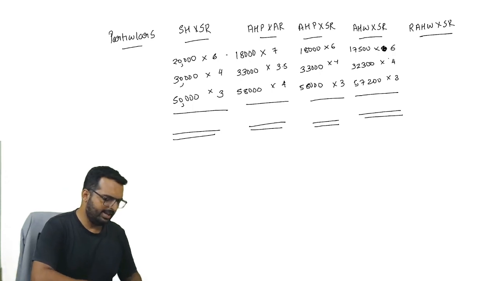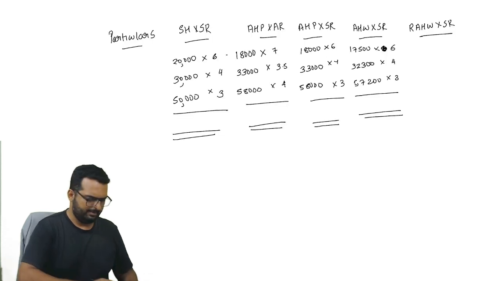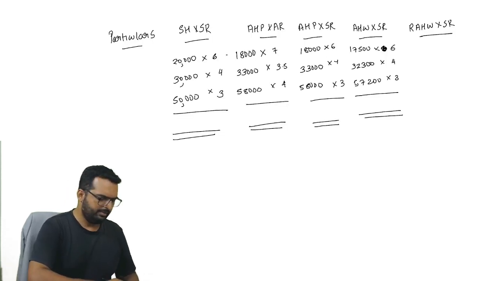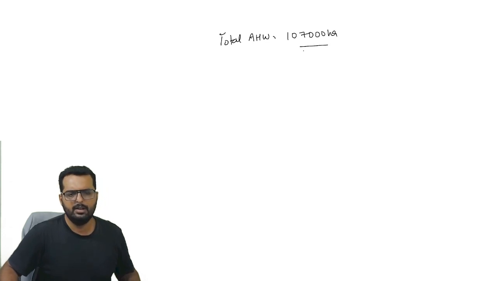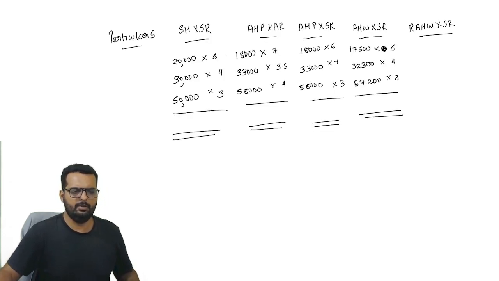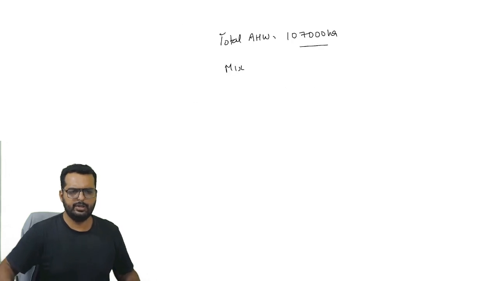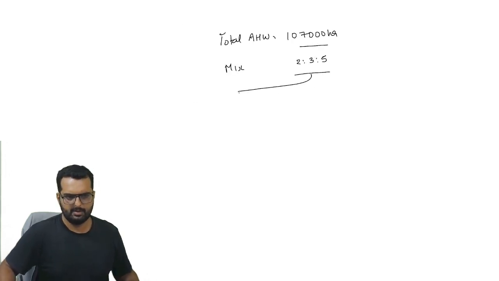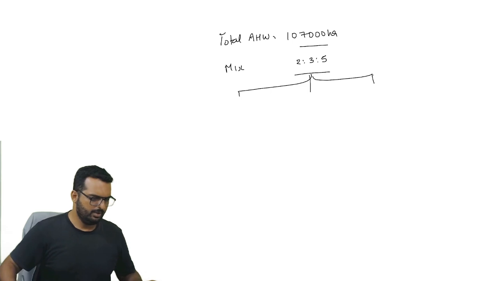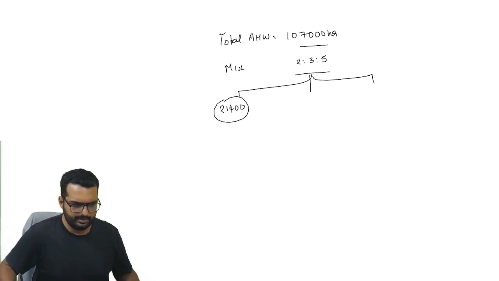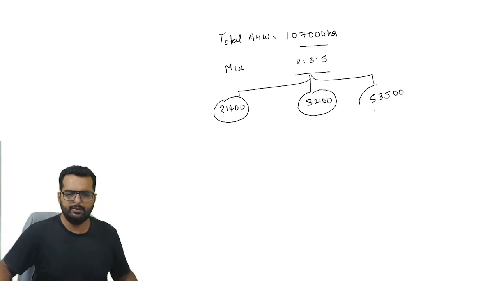Last one is RAHW. So how will you find out RAHW? Total actual hours worked: 17,500 plus 32,300 plus 57,200. I'll get the total as 1,07,000 hours. And the mix is going to be what? 2 is to 3 is to 5. So 1,07,000 divided by 10 into 2. Do you get the answer as 21,400, 32,100, and what about the last one? 53,500.